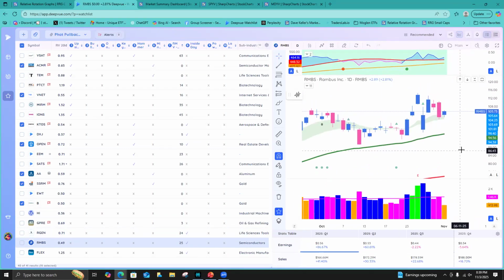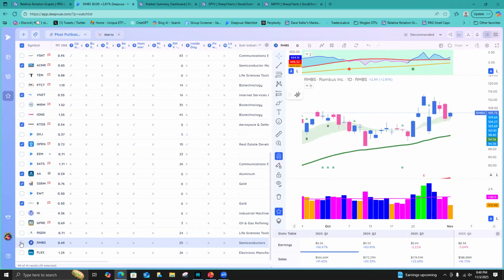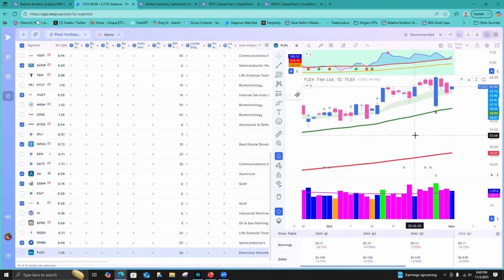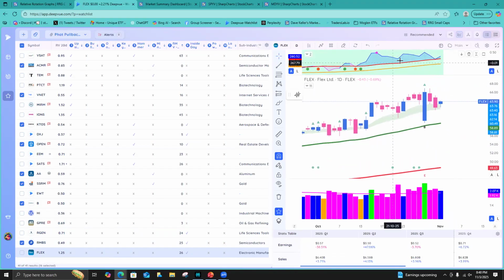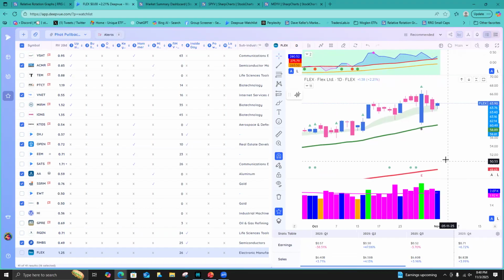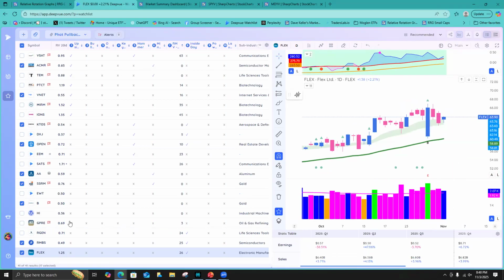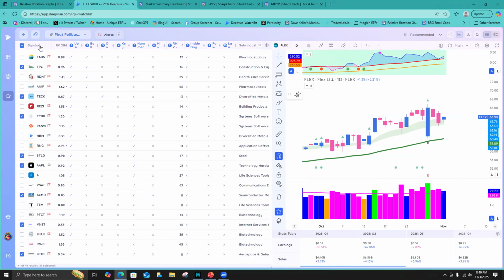RMBS, another semiconductor, setting up with an inside bar. RMV is a little loose, but yeah, it's RMBS. So Rambus, you put it on there. It's a semiconductor play. So we got a couple of semiconductor setups. And then Flex, look at that relative strength. That's beautiful. That's what you're looking for right now. Post earnings, little pullback right here. They're not selling it off. So on today, anything that closed green and had relative strength, those are the plays you're looking for. So that's a pretty good little healthy set of tickers right there.